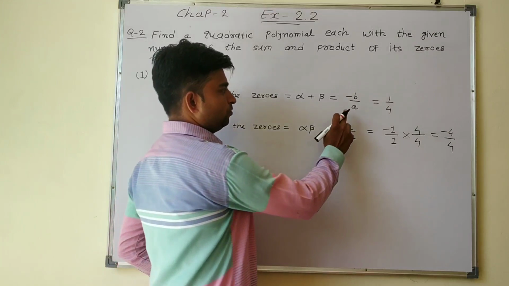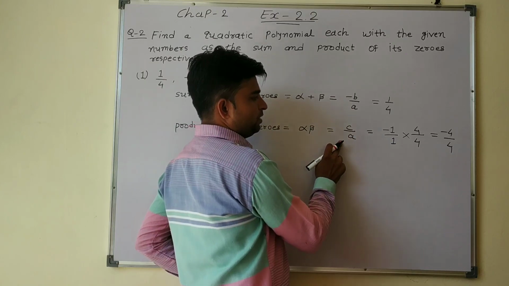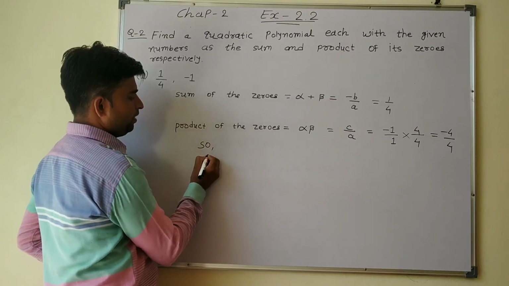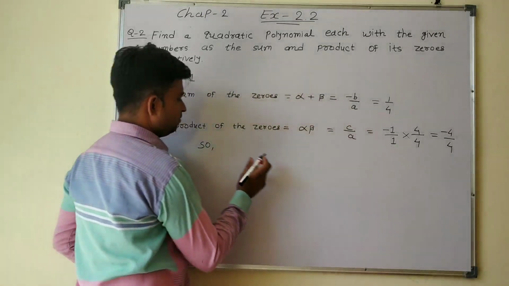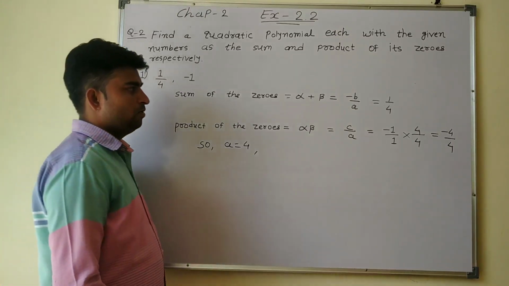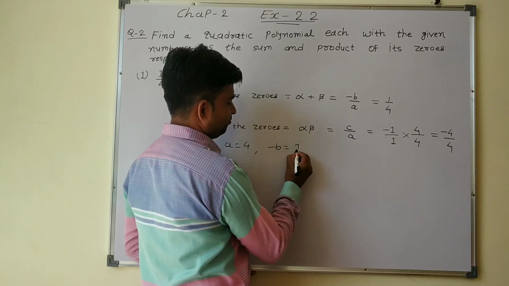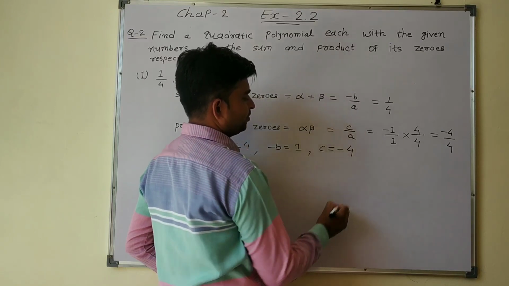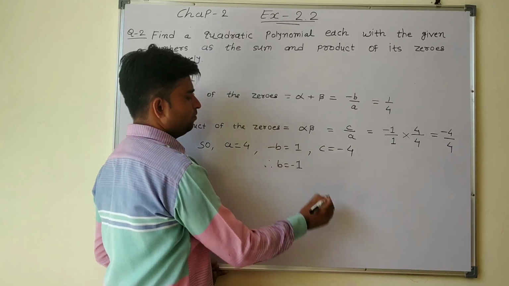Now comparing these two, minus b by a is equal to 1 upon 4 and c upon a is equal to minus 4 upon 4. So from that we get the values of a, b, c. Here a is equal to 4, here also a is equal to 4. So we get a is equal to 4. Now minus b is equal to 1, and c is equal to minus 4. Here minus b is equal to 1, therefore b is equal to minus 1.